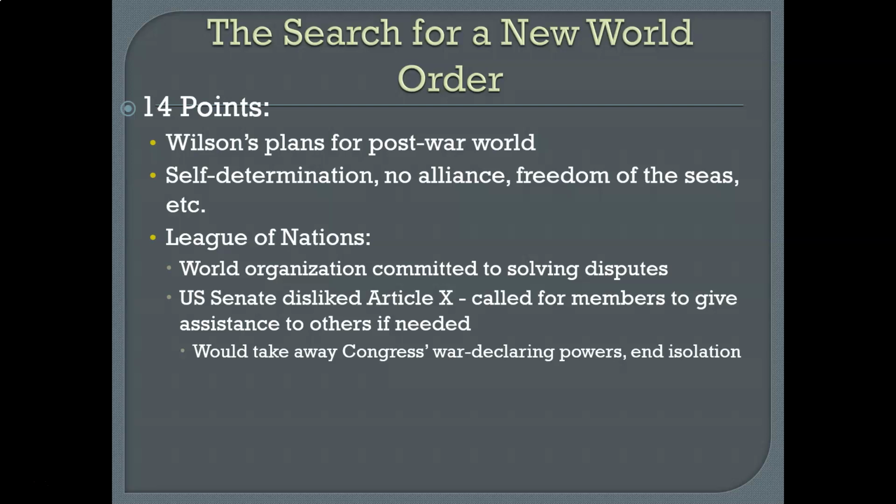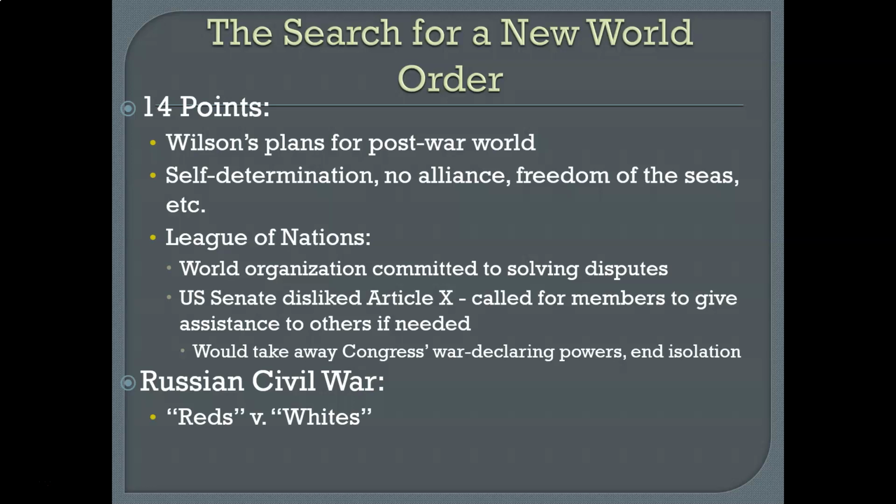The League of Nations would be a world organization committed to solving disputes. And the U.S. Senate did not like Article 10, which called for members to give assistance to others if needed, which would take away Congress's war-declaring powers and end isolation. Therefore, the United States never joined the League of Nations. Coupled with the fact that Woodrow Wilson gets sick and dies during the collaboration period, it hurt that as well.